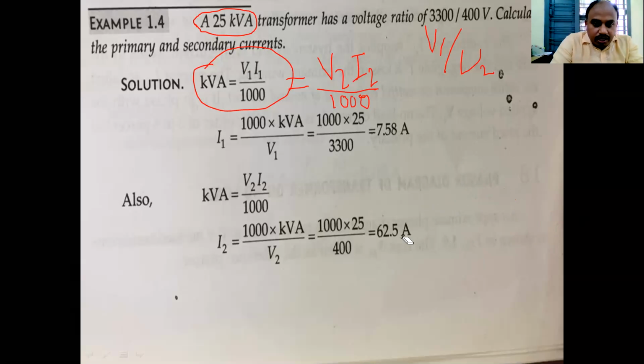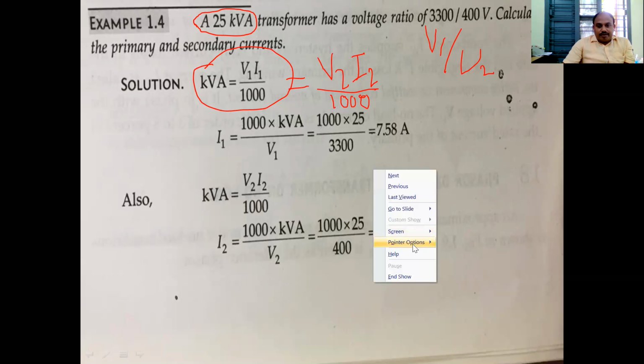Okay, so from this, I1 equals kVA rating, which is given as 25 kVA. So 1000 into the kVA rating, 25, divided by the primary voltage V1, which is 3300. 7.5 amperes is the primary current.